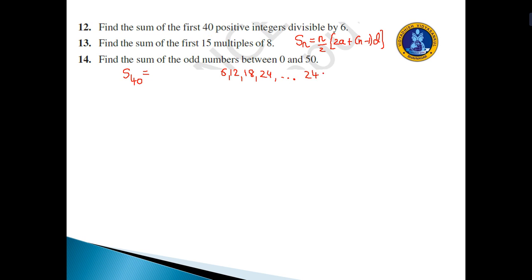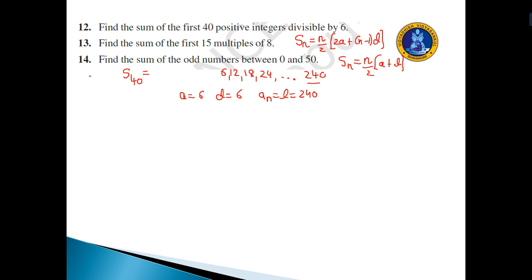So 40 into 6, 240. That is our last term. So the first term A is 6, and D is also 6. The last term, that is An, or we say L, is 240. So you have to put this in the formula Sn is equal to n by 2. Now we can change the formula to n by 2 (A plus L). If we put it here, the answer will come quickly.